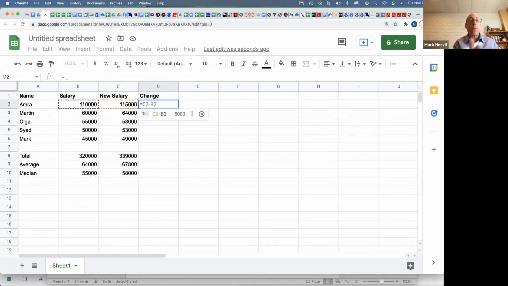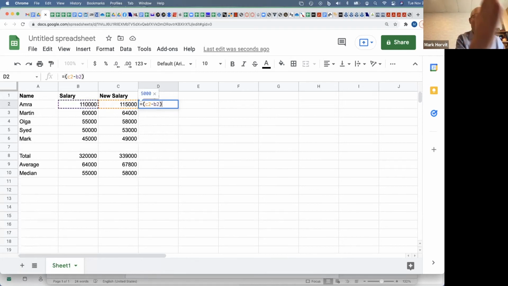because all I want to do is subtract the new salary minus the old salary to see the difference. It's what you would do for anything. You'd subtract the new one minus the old one. So I don't need a formula word. I'm just doing math. I could put parentheses or brackets. You don't have to, but you can. If you like to do it, it's fine. It doesn't matter. C2, which is the new salary, minus B2, which is the old salary.